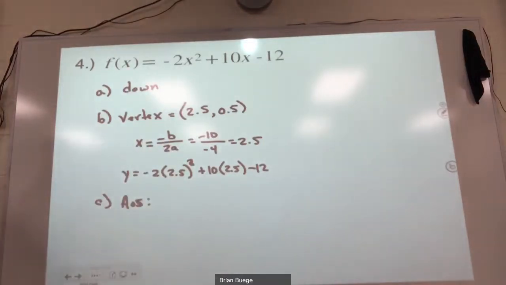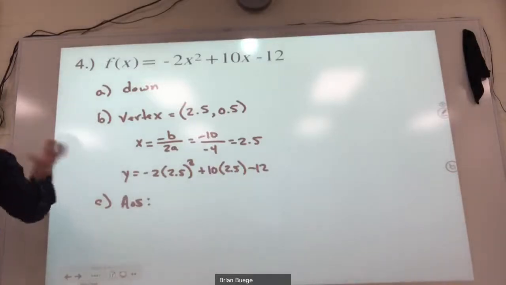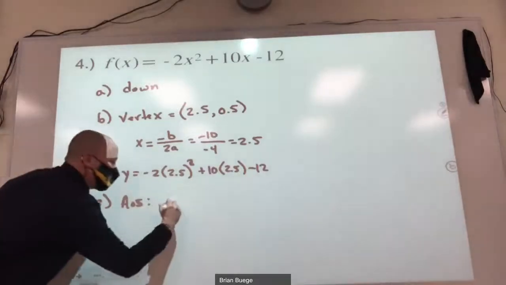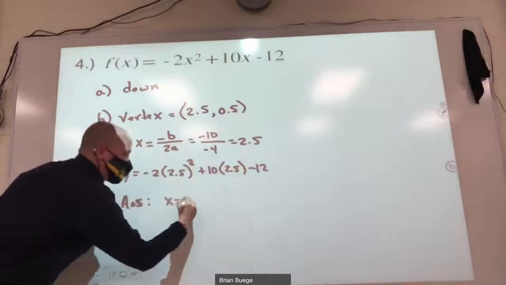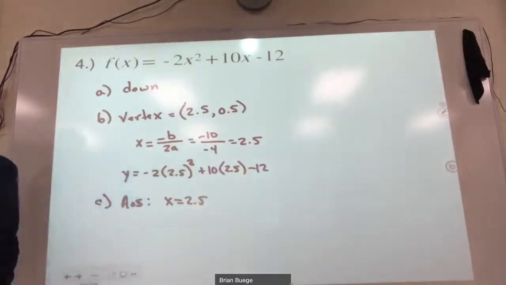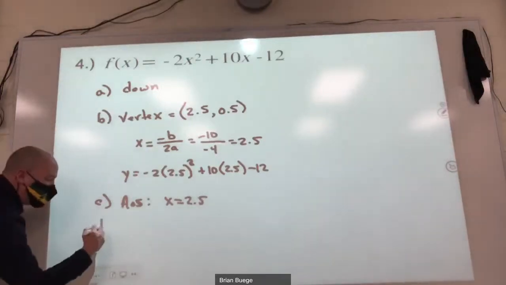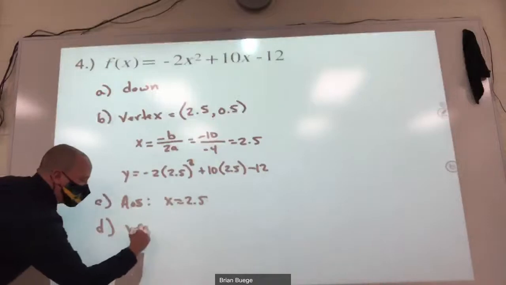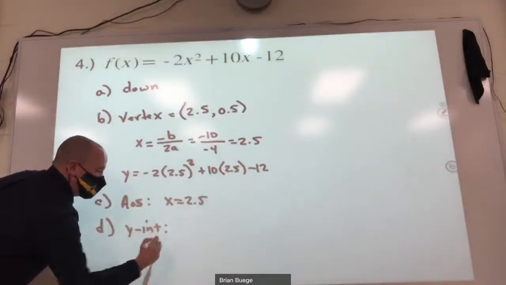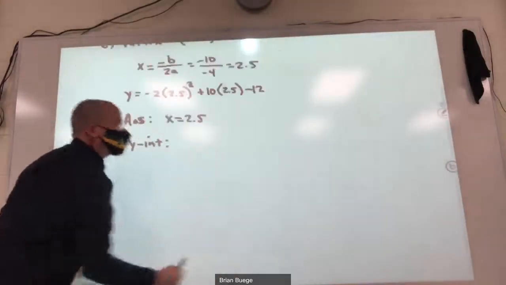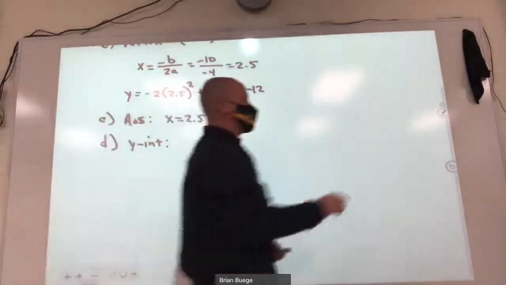Remember back to Hoy, Bucks, vertical lines are X equals equations. So X equals 2.5. That's the equation of your axis of symmetry. Okay? Now if we go one step further, I'm going to go to the y-intercept next. And the only reason I picked the y-intercept is because that's fairly quick and fairly easy to find.